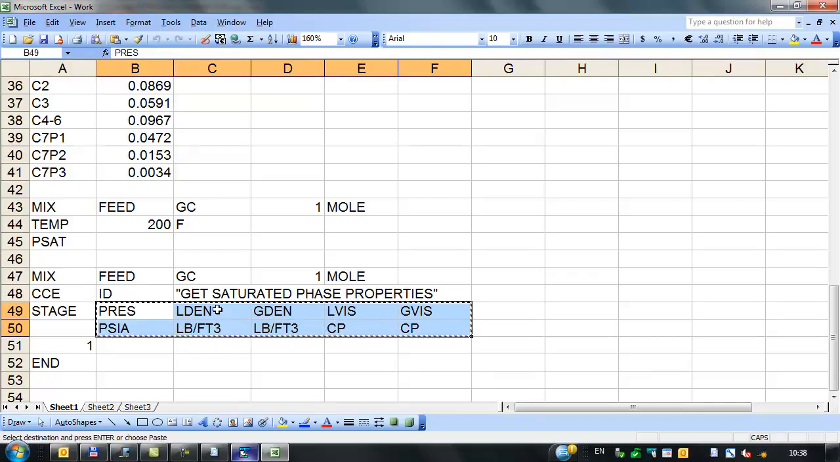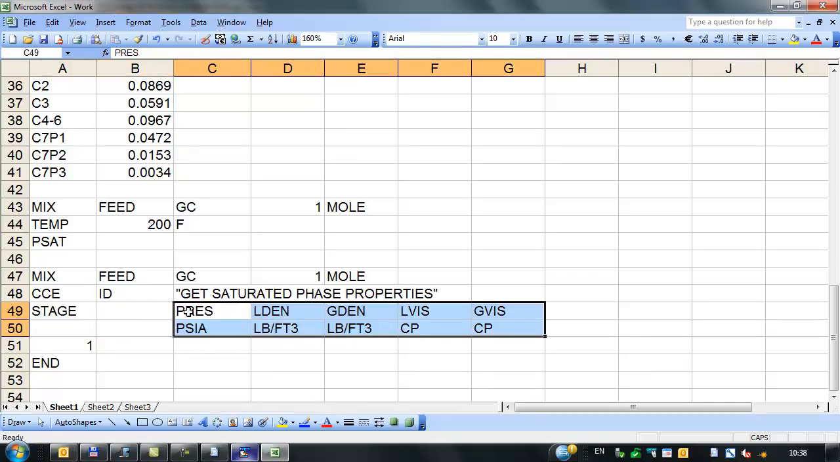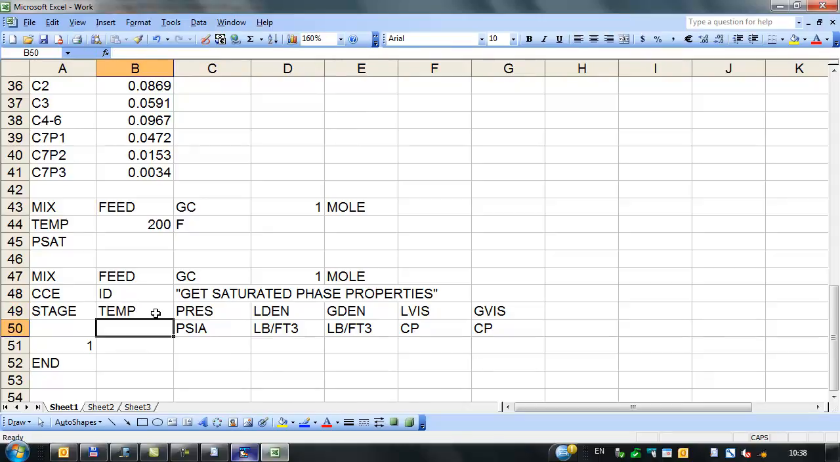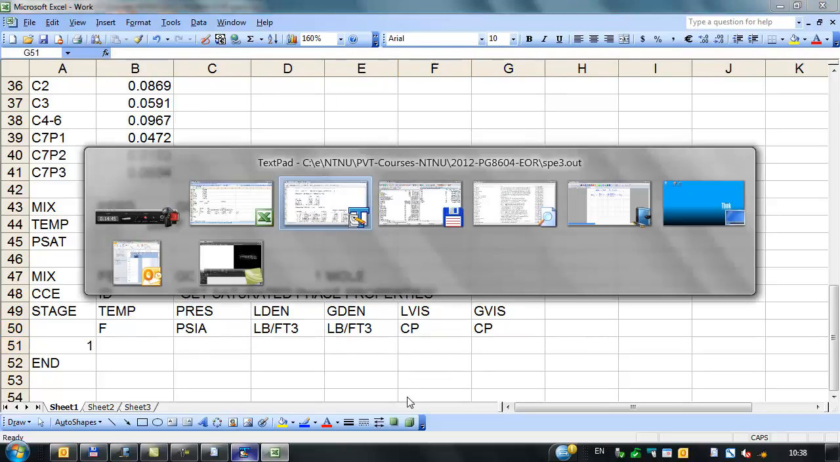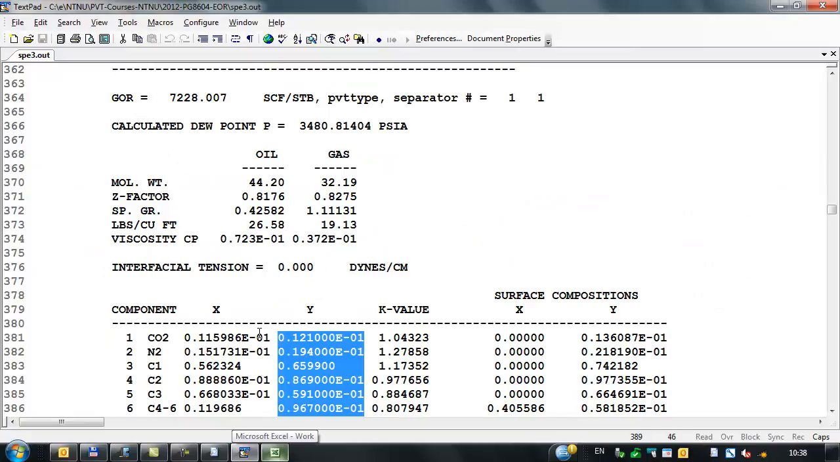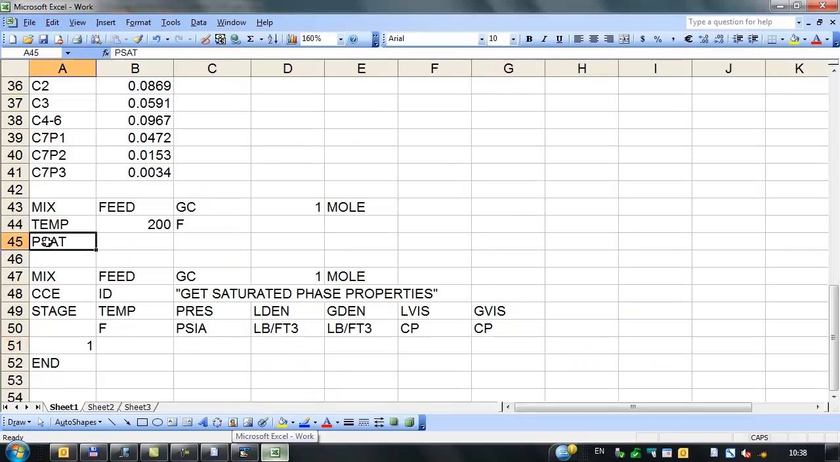It's kind of nice also to print the temperature. It's not Fahrenheit. So for this saturation pressure and temperature, it'll give us the liquid density, gas density, liquid viscosity, and gas viscosity. And then we'll use those to compare with the sensor. And the K values will be printed out when it does this. So we'll compare the dew point and the K values.